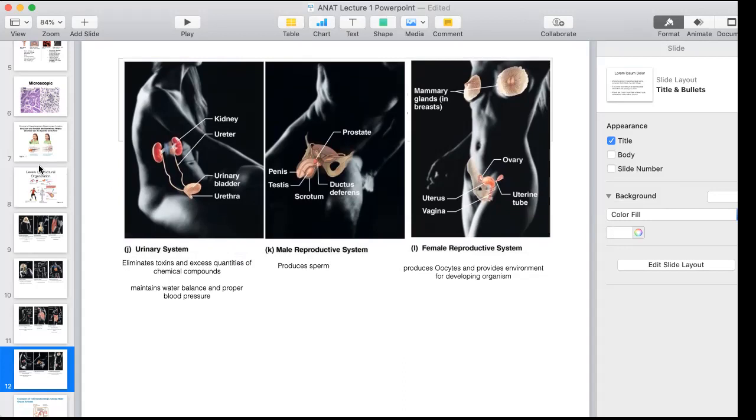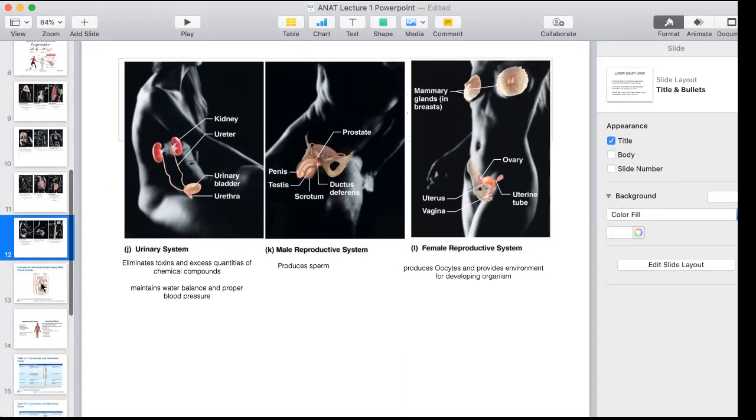All right, so those are the major body systems. If you need another break, I encourage you to take one.